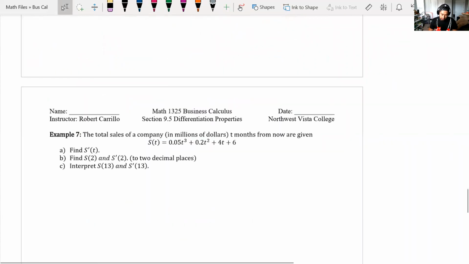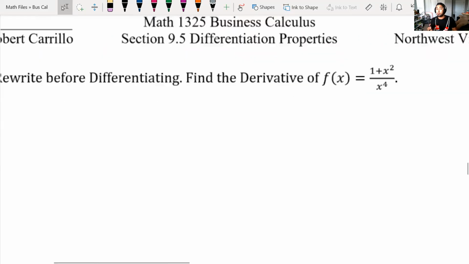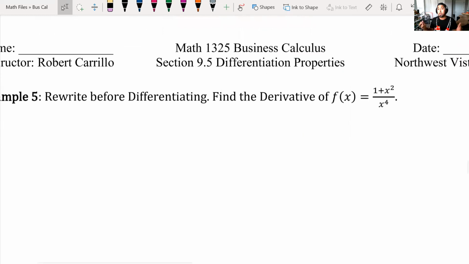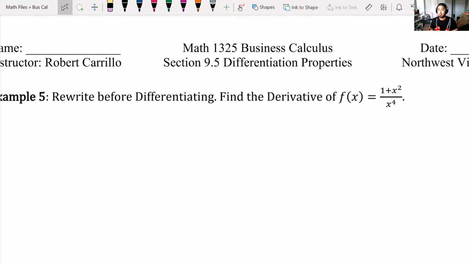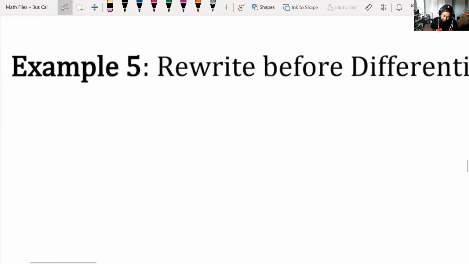What are we on? Oh, almost the last page. So we've been doing a lot of rewriting to find the derivative, and that's what these examples are all about as well. This says rewrite before finding the derivative. So we are given f of x equals 1 plus x squared over x to the 4th. We cannot take the derivative in this form, so we have to rewrite it algebraically using algebra properties.